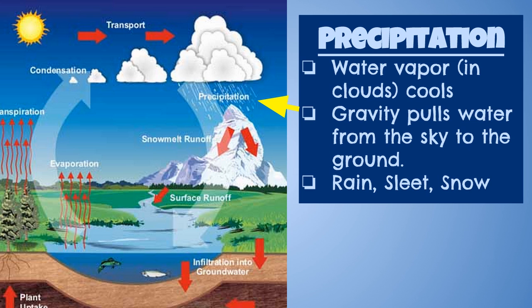Alright, looking at the water cycle. Our first step in the water cycle is precipitation. Water vapor, which is in clouds, cools. Gravity pulls the water from the sky, and it falls from the sky in the form of rain, sleet, and snow.